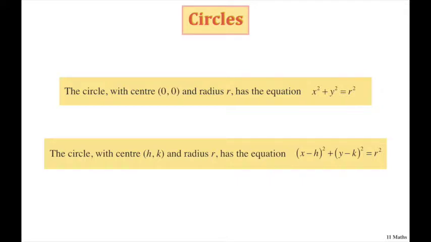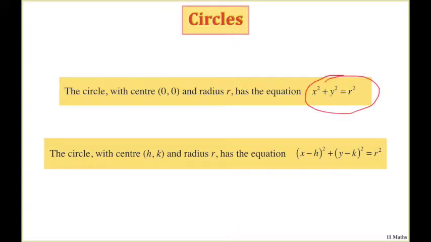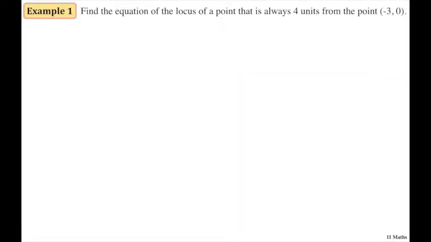Now we need to be reminded of our formulas from year 10, and here's our first formula: x squared plus y squared equals r squared, and that's when the center of the circle is at 0, 0 and the radius is r. That's the simplest type of formula we can come across. But when the center is moved, we end up with our slightly more complicated formula, (x take h) squared plus (y take k) squared equals r squared, where the center's at plus h, minus k. So let's see what happens when we actually apply some of this knowledge.